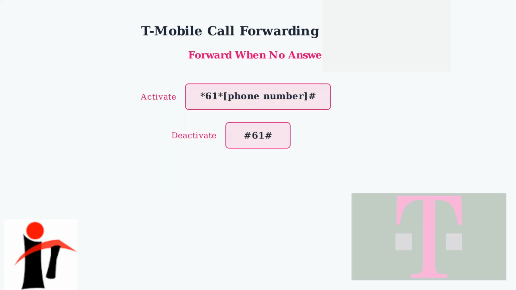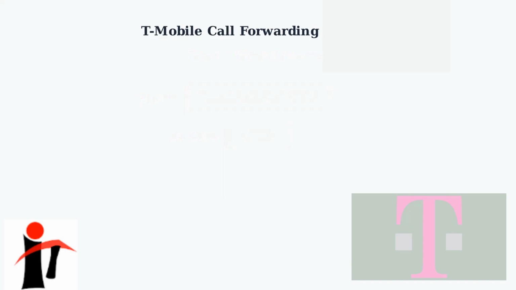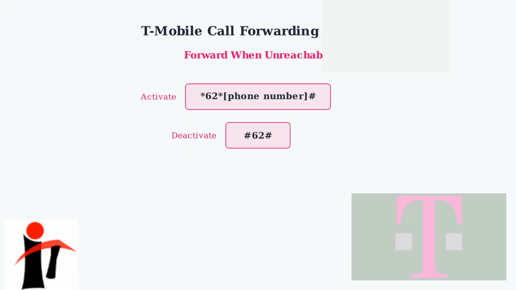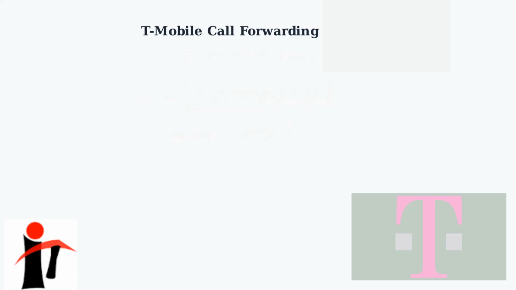Forward when no answer activates after your phone rings for a set period without being answered. This is perfect for ensuring important calls don't go to voicemail. Forward when unreachable works when your phone is turned off, out of coverage, or otherwise unreachable by the network. This ensures you never miss important calls, even when your phone is unavailable.